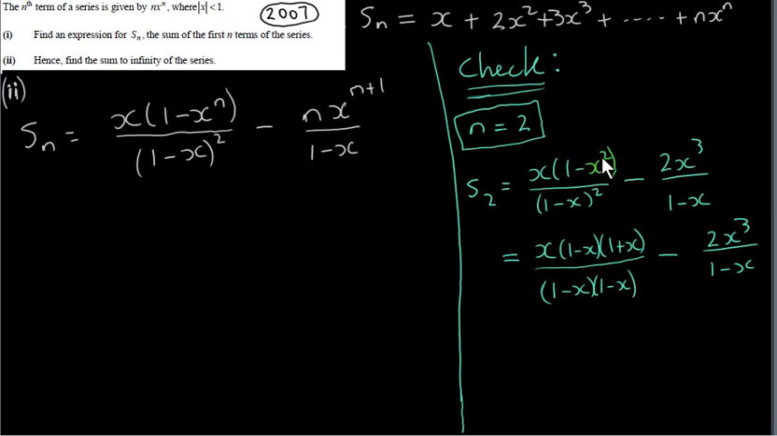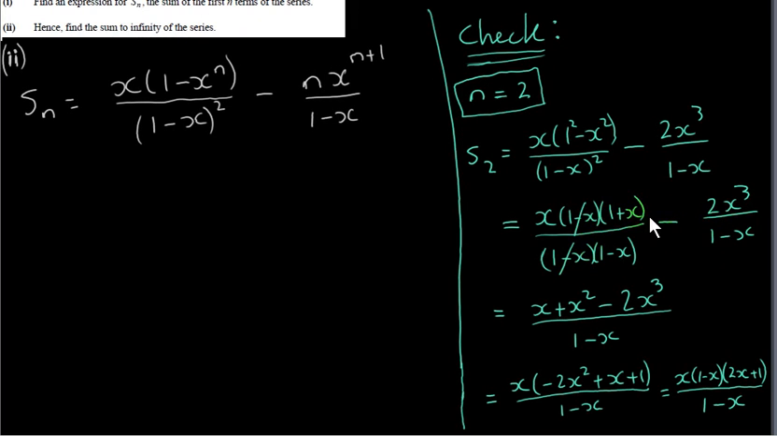We can factorize 1 minus x squared as 1 minus x times 1 plus x. That's using the difference of two squares here. 1 squared minus x squared, or a squared minus b squared, is a minus b times a plus b. In the denominator we have 1 minus x squared. That's 1 minus x times 1 minus x. So we can cancel one of these 1 minus x's. We can then combine both of these fractions because they both have the same denominator, which is 1 minus x. Multiplying x by 1 plus x gives us x plus x squared, and we subtract the numerator of this fraction, which is 2x cubed. So we have them as a single fraction.